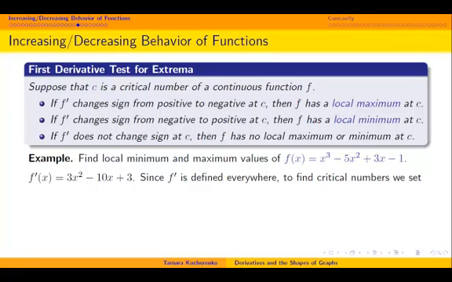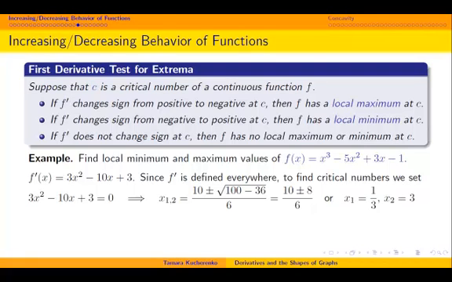Since f prime is defined everywhere, to find critical numbers, we set the expression for the derivative, 3x squared minus 10x plus 3, equal to 0. The roots of this quadratic equation are given by the quadratic formula. x1 and 2 equal 10 plus minus square root of 100 minus 36, divided by 6. Since 100 minus 36 is 64 and the square root of 64 is 8, we get 10 plus minus 8 divided by 6. The smaller root x1 equals 1/3, the larger root x2 equals 3.